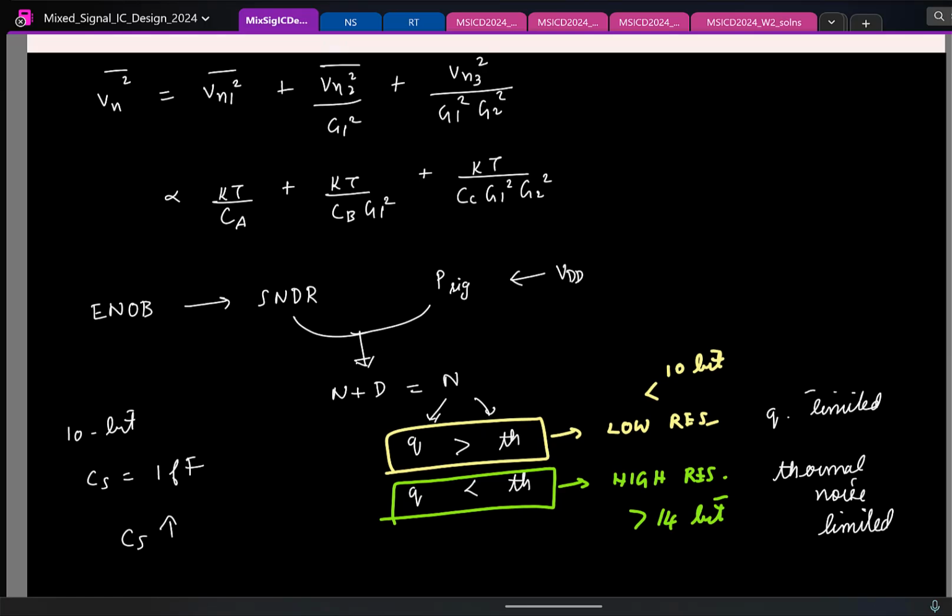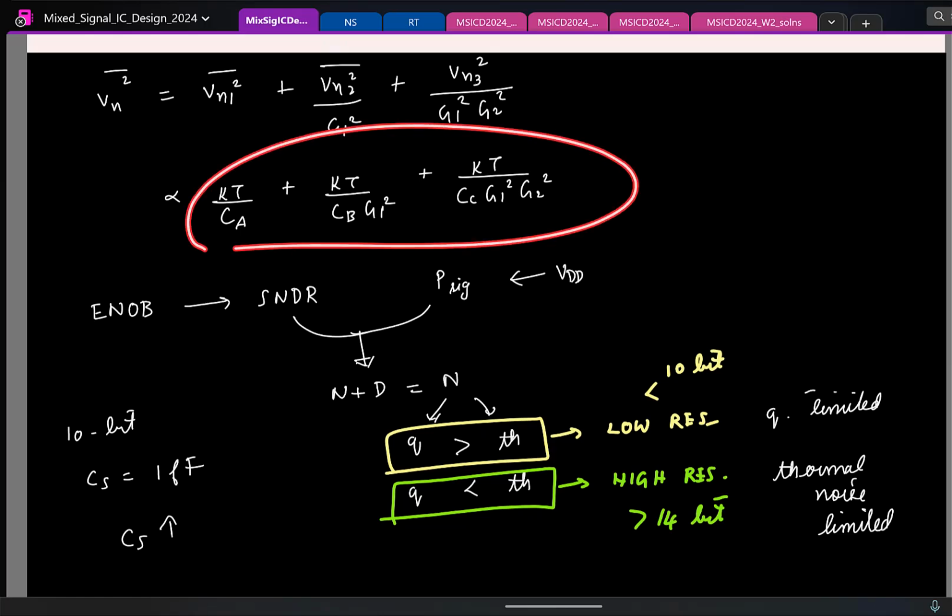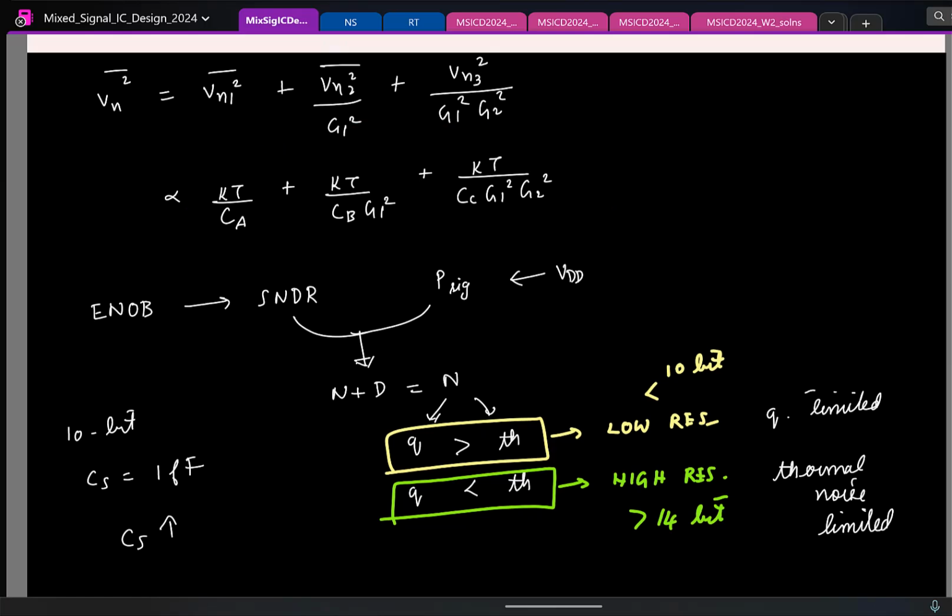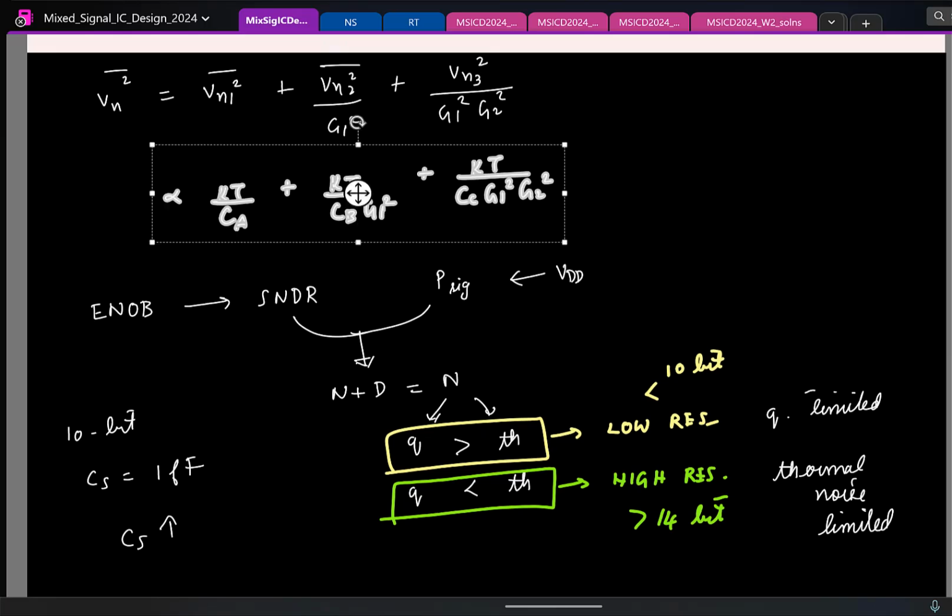So once, let us say in a pipeline ADC, now you know what is the thermal noise you need to have, and that noise is basically coming only from the MDAC like this, right? So let's see how you might go and distribute this. Let me just do that quickly.